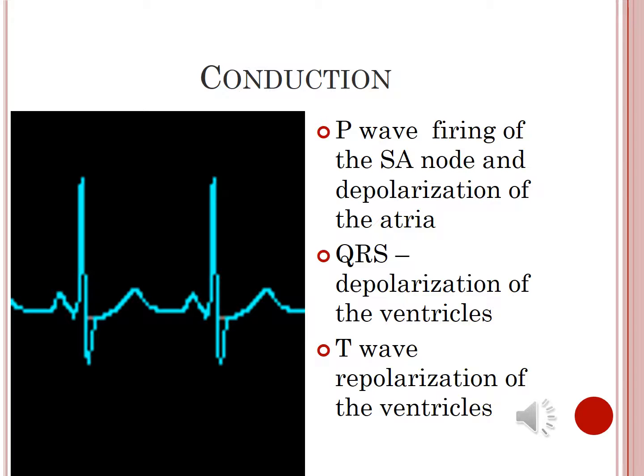remind me to go over this in class a little bit. It may make more sense if I can draw it on the board, because I know this picture might not do justice, but the QRS is the depolarization of the ventricles. The T wave, which is then that next little bump after the QRS, is the repolarization of the ventricles.